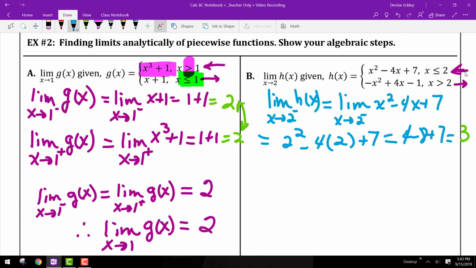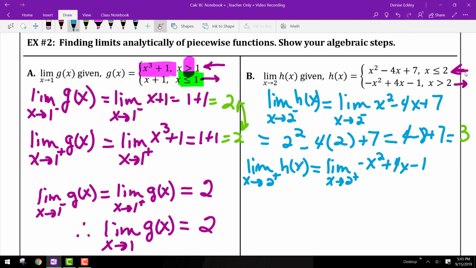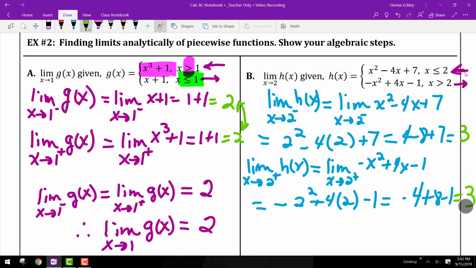Okay, now we're going to do the right-hand limit. So the limit as x approaches 2 from the right of h of x is going to be the limit as x approaches 2 of negative x squared plus 4x minus 1. So using direct substitution again, we get negative 2 squared plus 4 times 2 minus 1. We have negative 4 plus 8 minus 1. So the value here becomes 3 again.